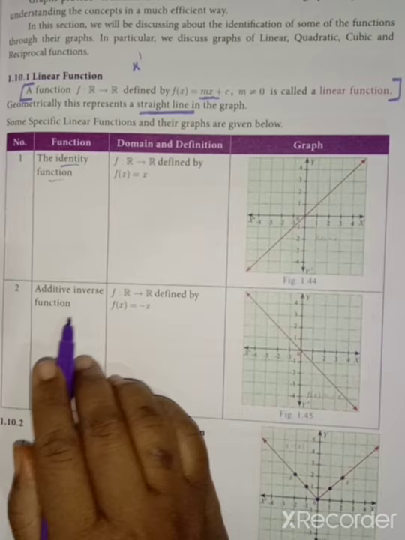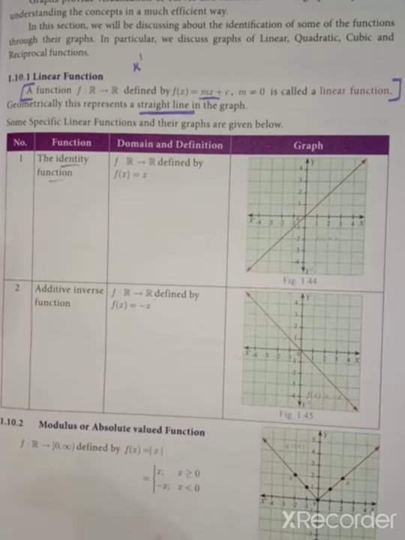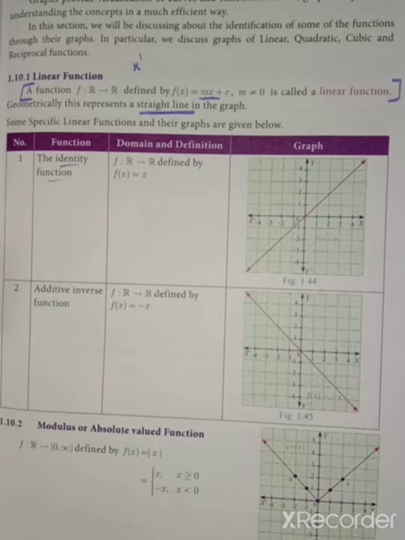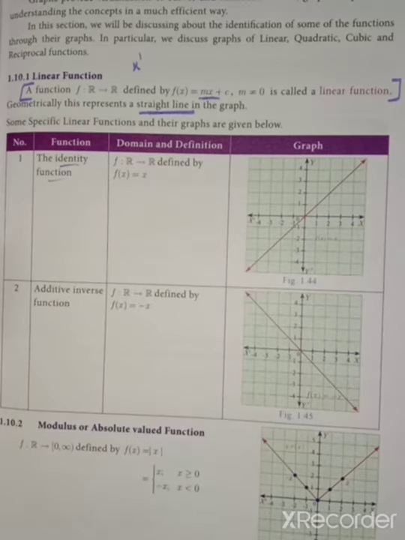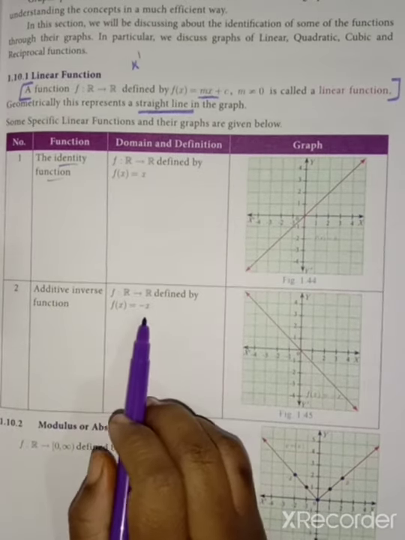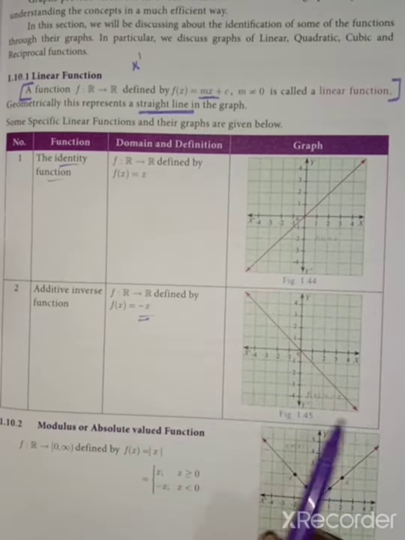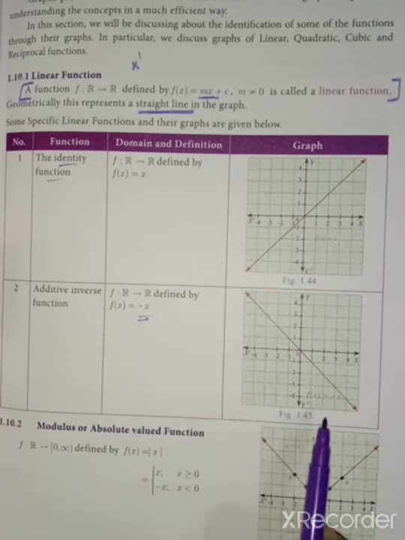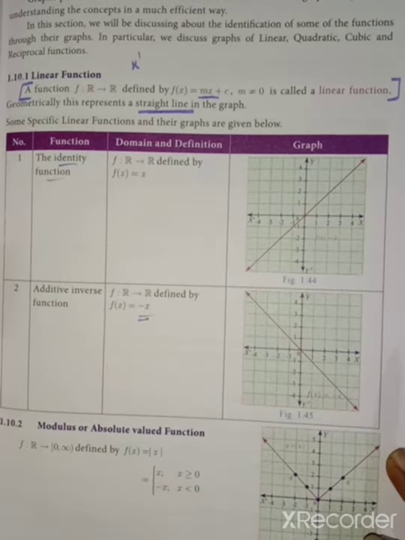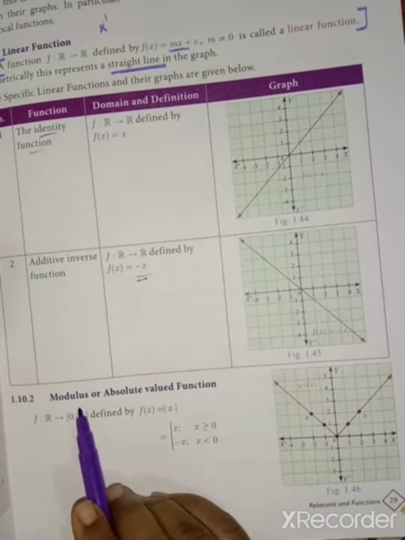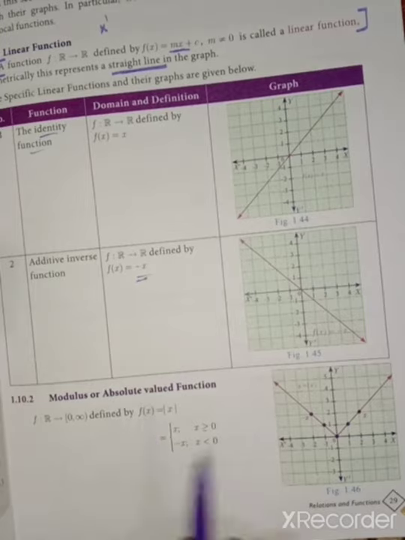Likewise, the additive inverse function. Additive inverse means addition has the inverse process of subtraction. So plus 1 has the opposite inverse, minus 1. Because it is the additive inverse, the plus has changed to minus. So here we have the -x. If you draw the graph, it is like this. So f of x equal to -x is represented. This is one type. Then the next type is the modulus or absolute value function.